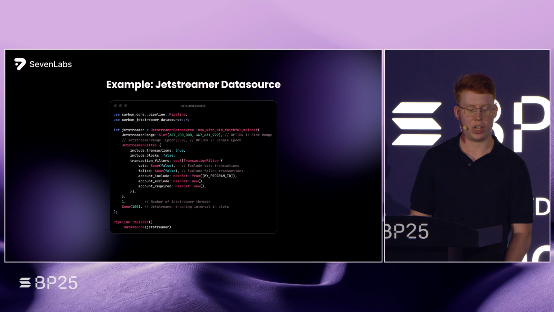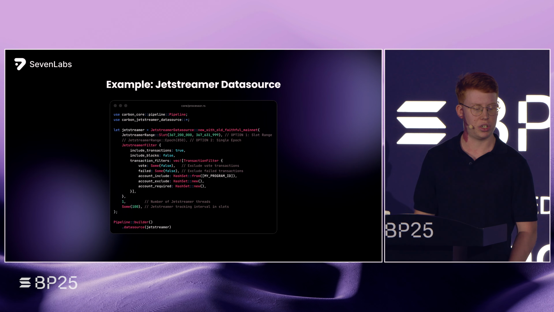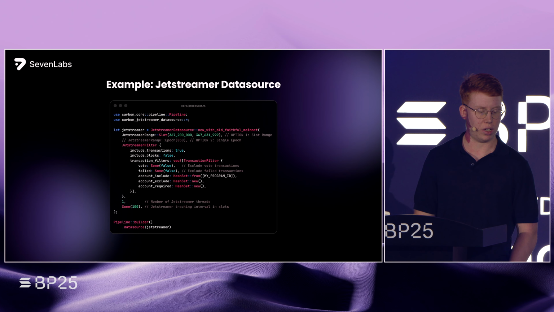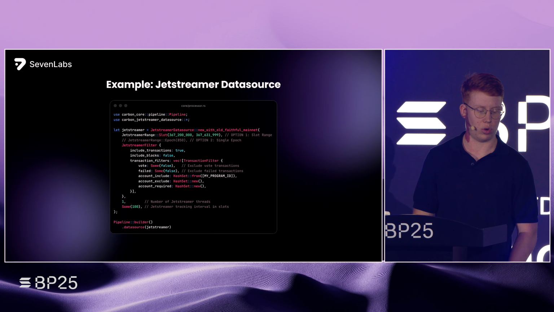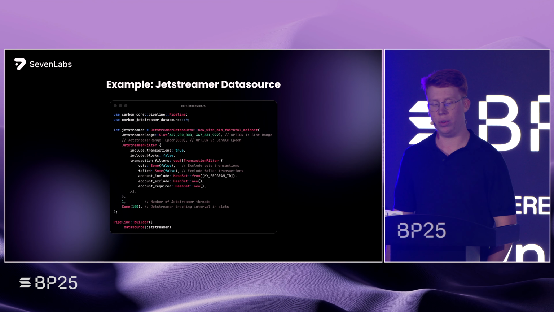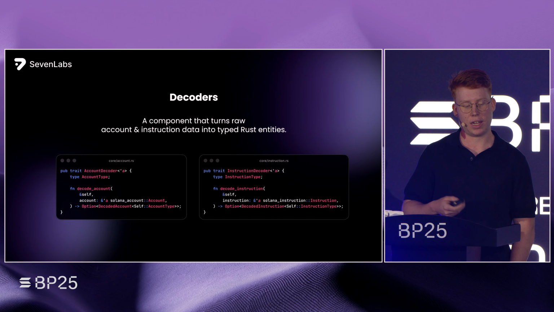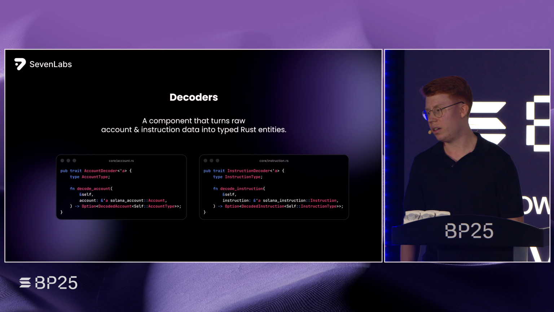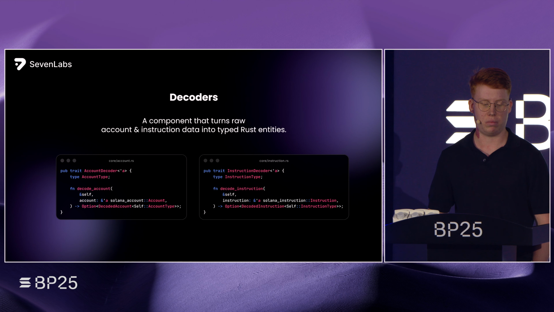So that's an example of how you would do it. This would be for the Jetstreamer data source. So as you can see, you just choose your slot range, you choose your filters, and you're able to add it to your pipeline. Would work the same way with other data sources. You'd simply import another crate. So then at that point, you have all of your raw data flowing inside your pipeline.